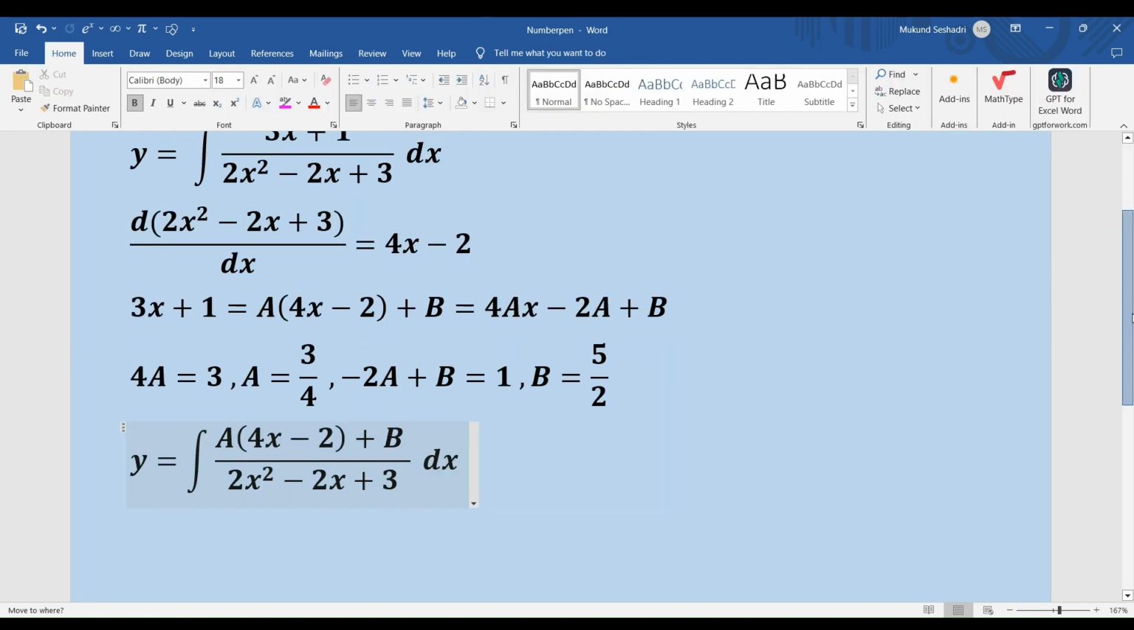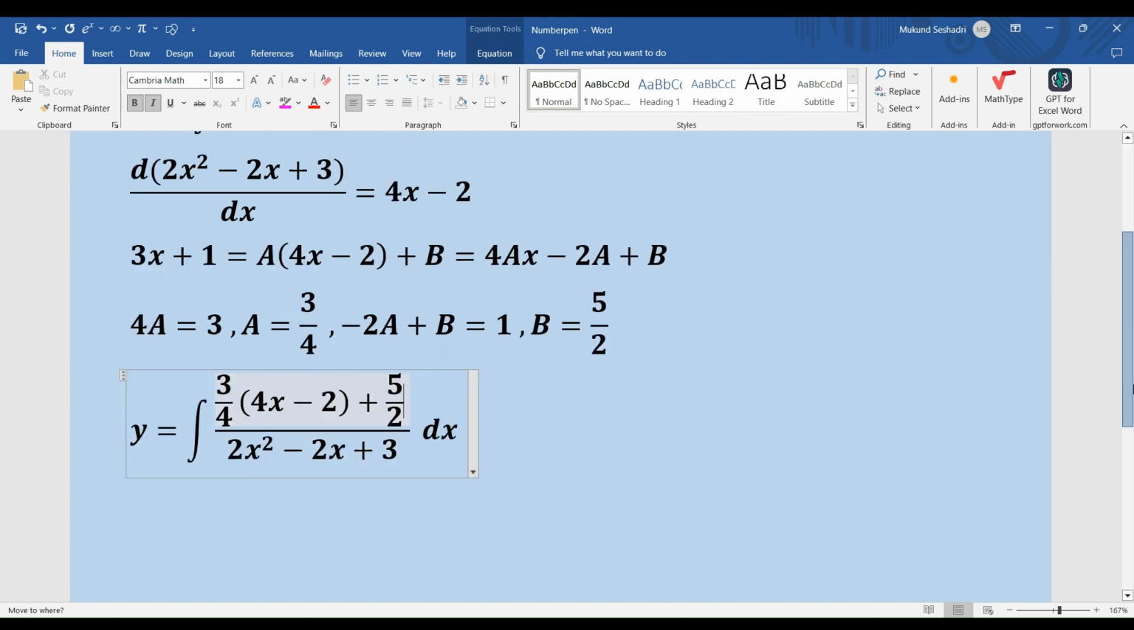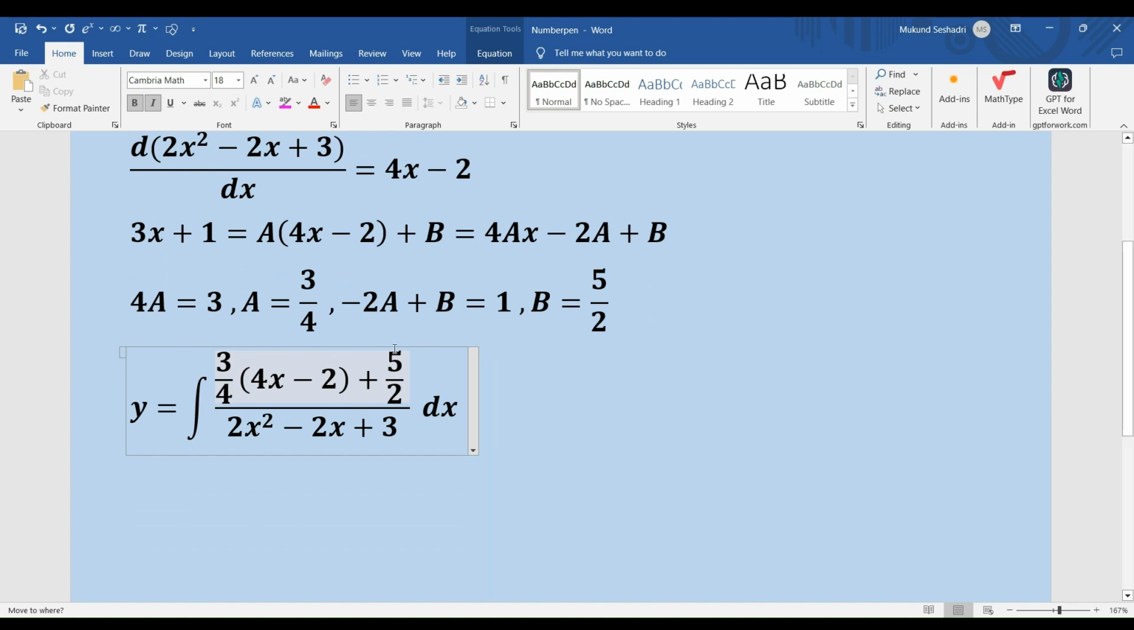Now, what did I work out just now? I worked out my A and B, right? So my A is 3 by 4, okay? And what is my B? My B is 5 by 2. So I just go ahead and substitute my A and B in this expression. Now, my y is nothing but integral of 3 by 4 times 4x minus 2 plus 5 by 2, the whole divided by 2x square minus 2x plus 3 times dx, right?